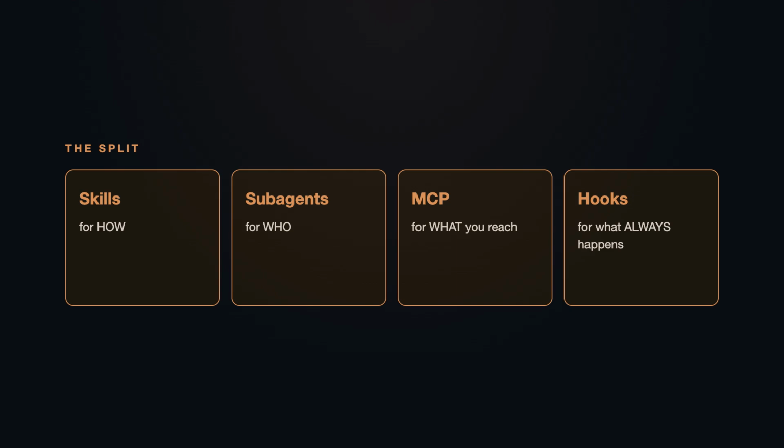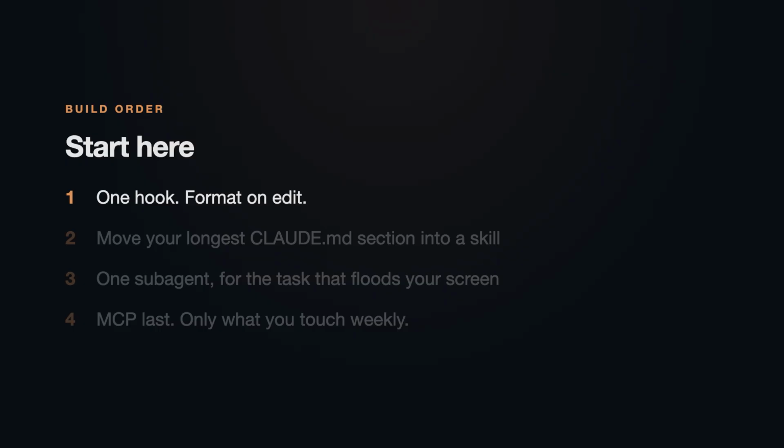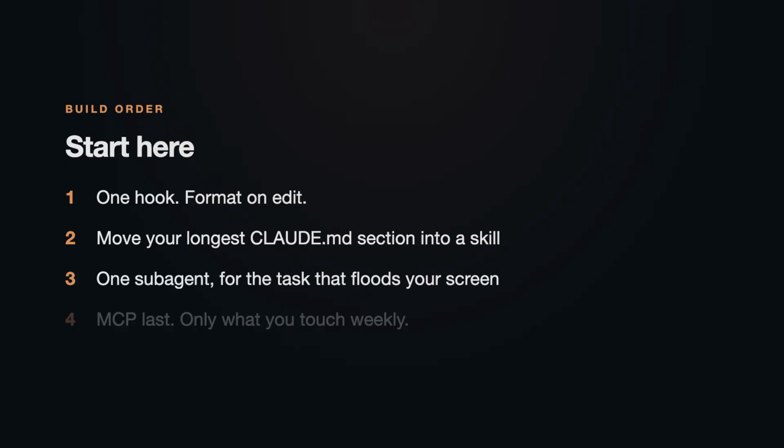If you are starting from nothing, build them in this order. First, one hook. Format on edit. It takes 5 minutes and you feel it immediately. Second, move your longest Claude.md section into a skill. Your context gets lighter on every turn. Third, one subagent for whatever task floods your screen with output. Fourth, MCP last. Only for a system you actually touch every week.